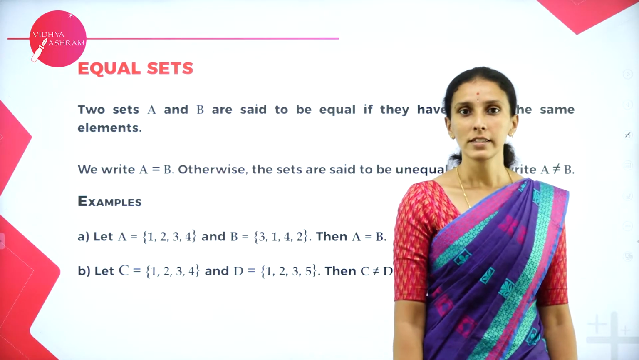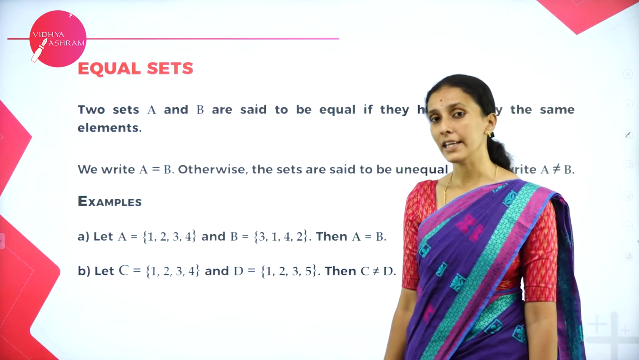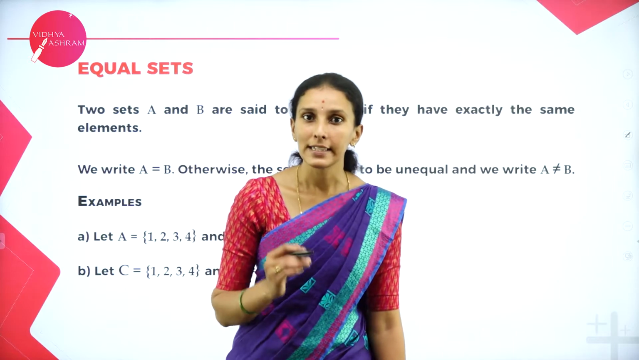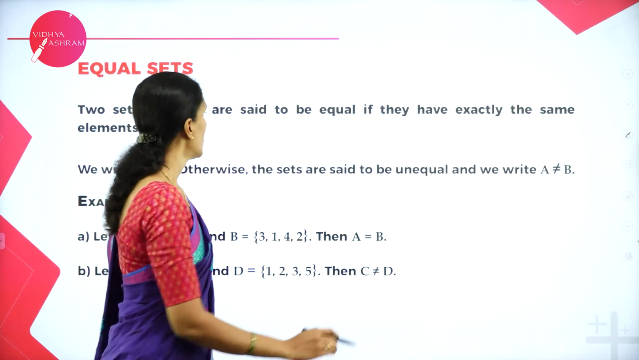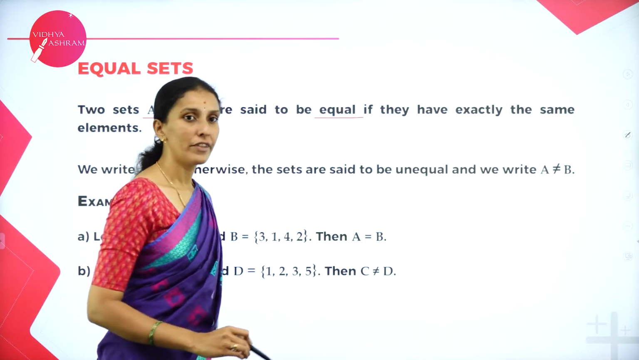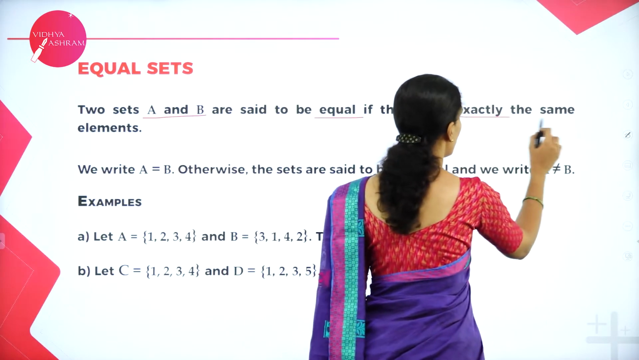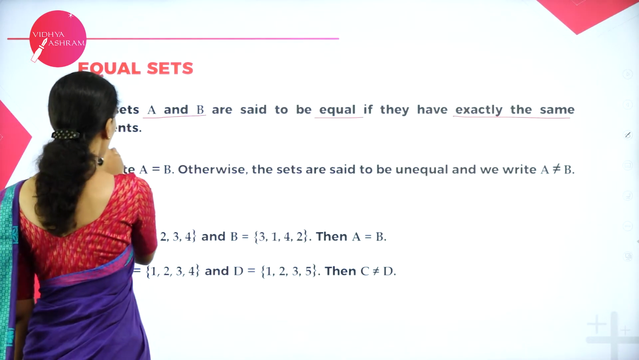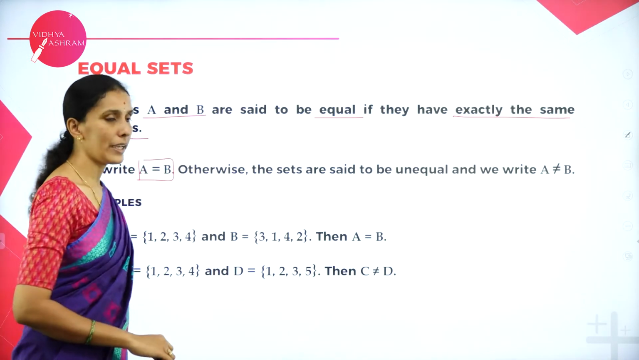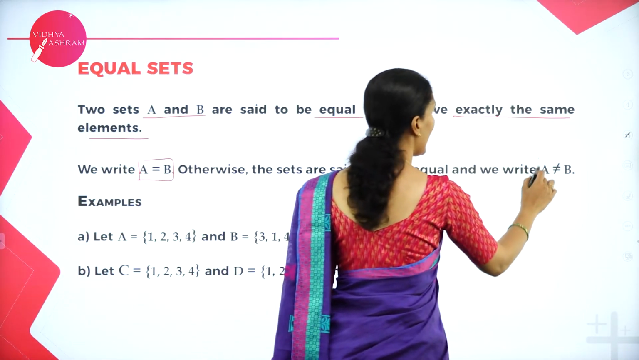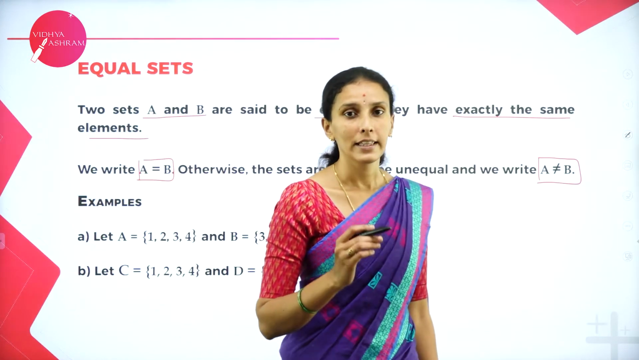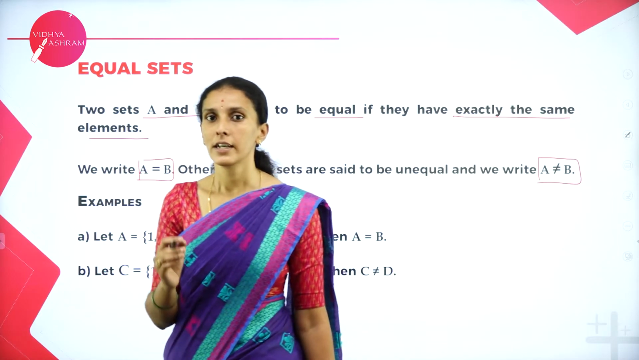So next we come across equal sets. What do you mean by equal sets? If you have two sets A and B, they must contain the same elements and the same number of elements. Two sets A and B are said to be equal if they have exactly the same elements inside them. Then we write it as A = B, otherwise we write it as A ≠ B. So when two sets are said to be equal, that means they must contain the same elements inside them.